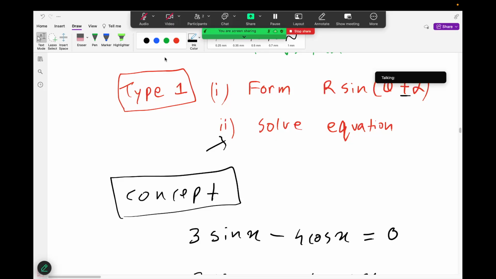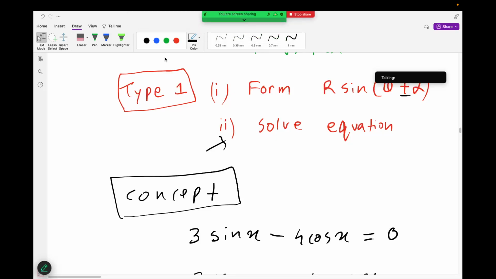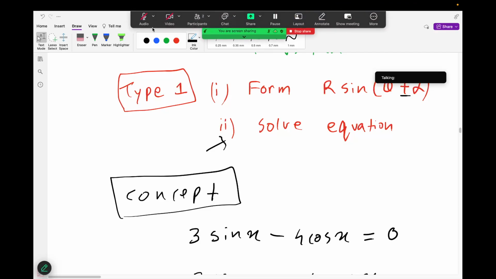Then sin x minus 1 divided by cos x becomes tan x, and then you find the reference angle, and then tan and the equilibrium.